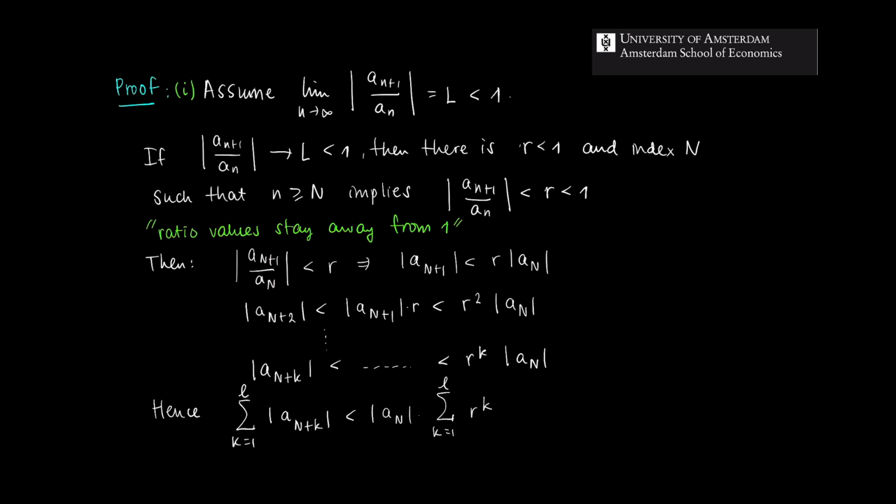If we look at the right hand side, we see a fixed value, which is the absolute value of a capital N, times a sum. And if we now let L go to infinity, this sum will have a limit, since this is a geometric series with an r smaller than 1 in absolute value. So this one is convergent for L going to infinity. That's our first conclusion.